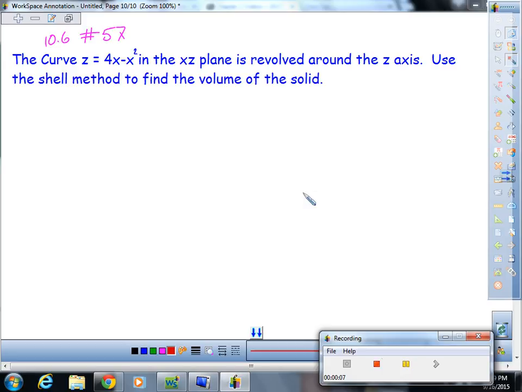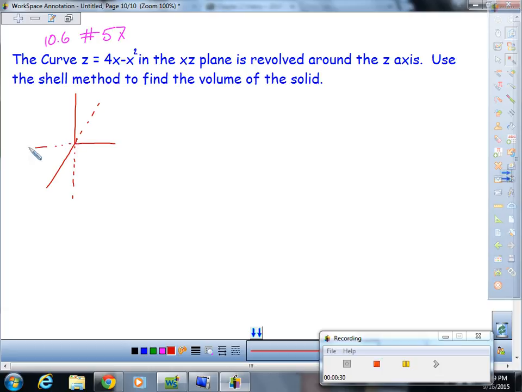Okay, this is number 57 from 10.6. Some actual calculus to be done here. They say the curve z equals 4x minus x squared in the xz plane is revolved around the z-axis. So let's sketch that, which is going to be hard. Okay.